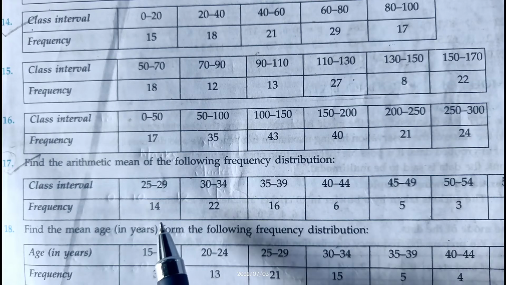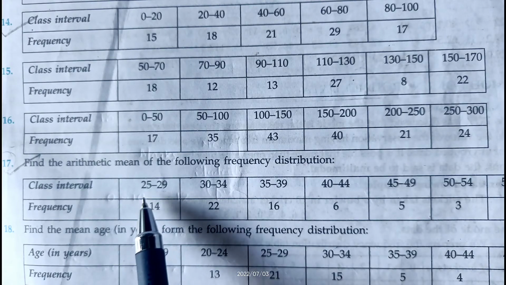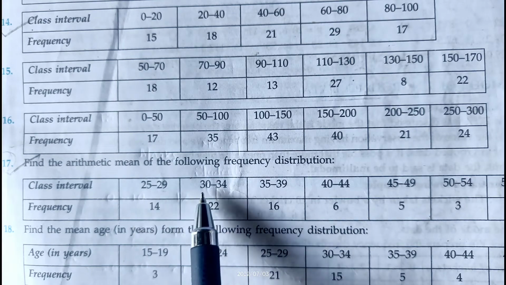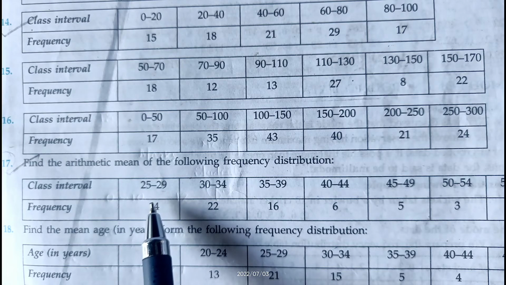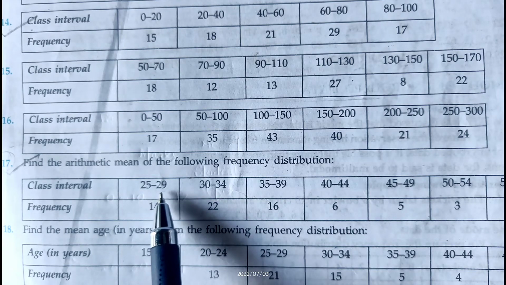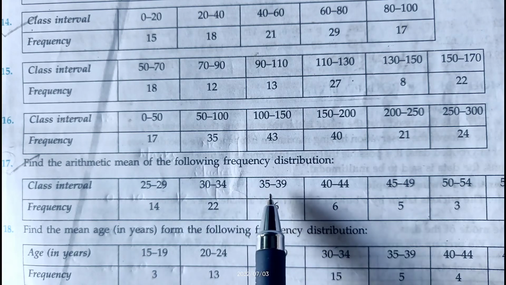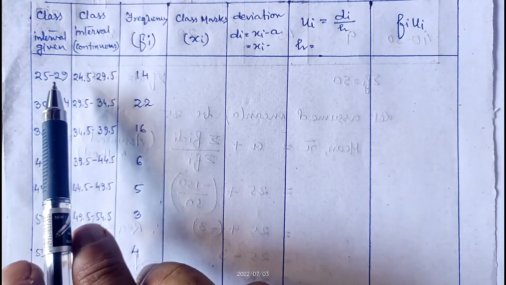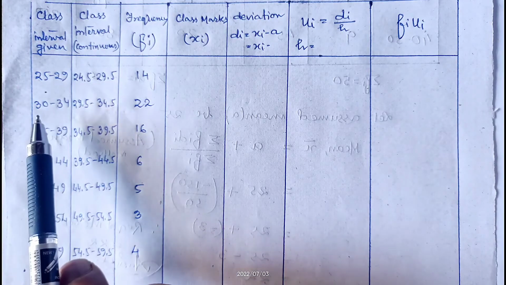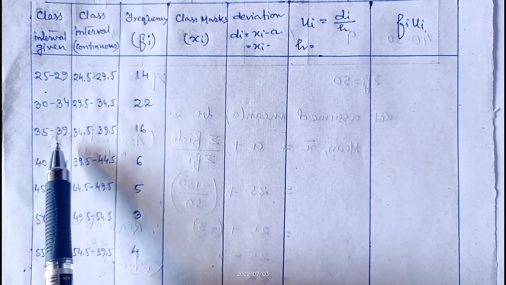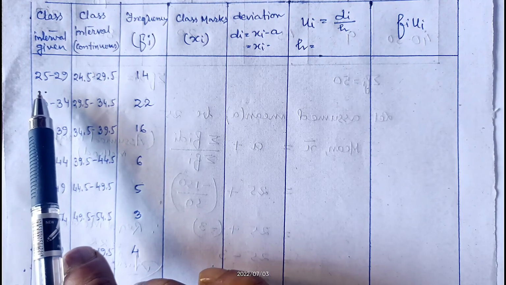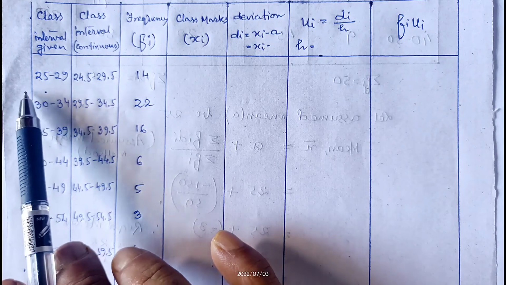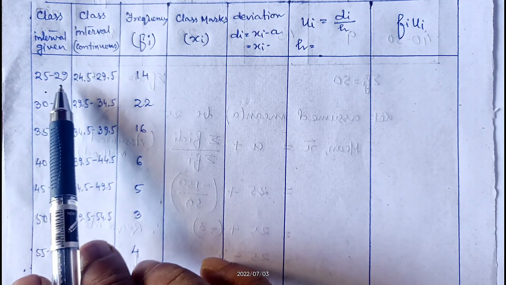Since the conversion factor is 0.5, we have to subtract 0.5 from each lower limit, like 25, 30, 35, and we have to add the conversion factor to the upper limit. Here it is 29, so we add 0.5 to 29, 34, 39 and so on. The class intervals in the given table are 25 to 29, 30 to 34, 35 to 39 and so on. So we have to make it continuous. For this, as I told you, we subtract the conversion factor from the lower limit and add the conversion factor to the upper limit.